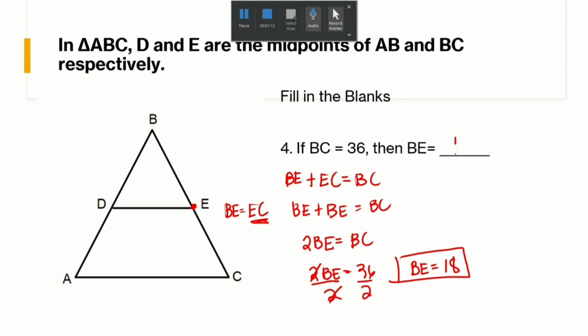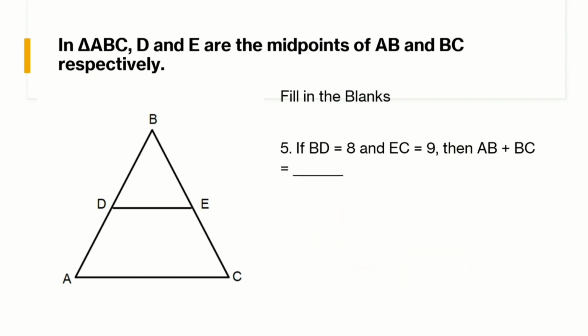Okay, so BE here is equal to 18. Okay, for our problem number 5, if BD equals 8 and EC equals 9, then what is AB plus BC? So to solve for this, we know that BD is 8 and that is equal to AD. So this means AD is also 8.